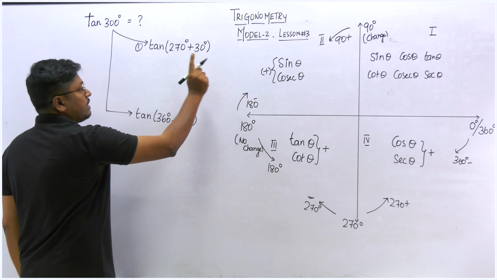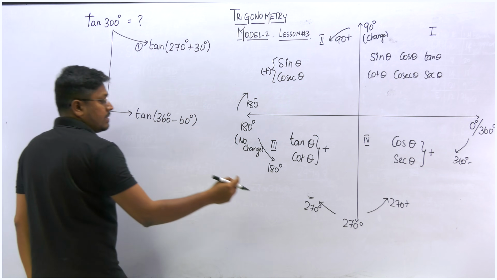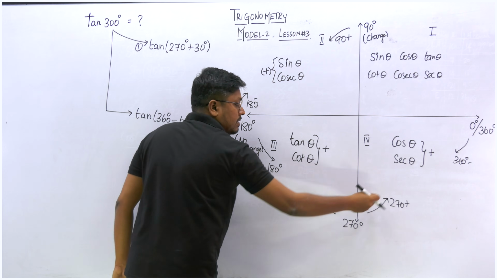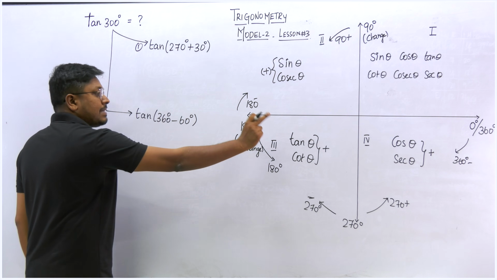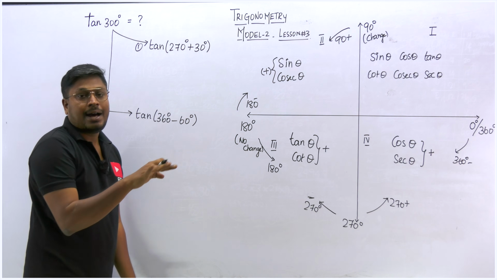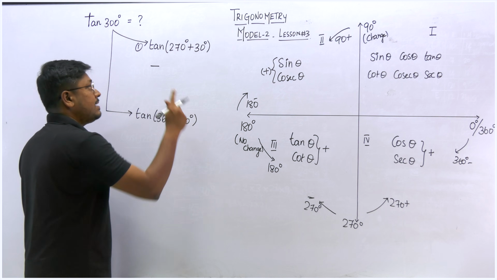So what is the first step? You have to see which quadrant it lies in. It is 270 plus 30. So 270 plus lies in the fourth quadrant. If it is the fourth quadrant, except cos and secant, all are negative. So here it is tan, so negative.